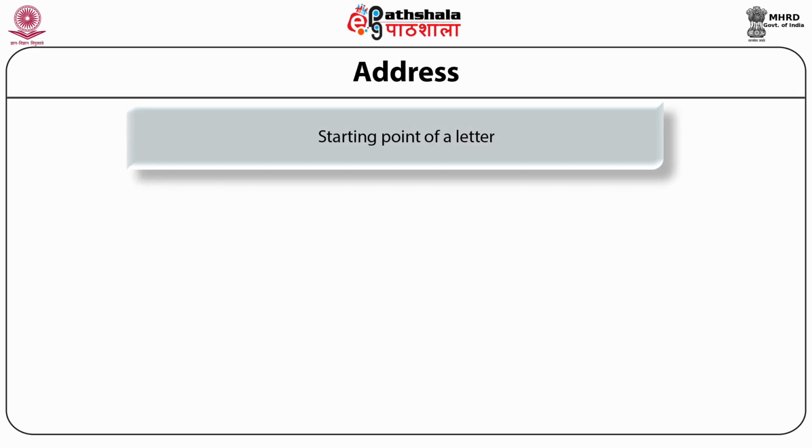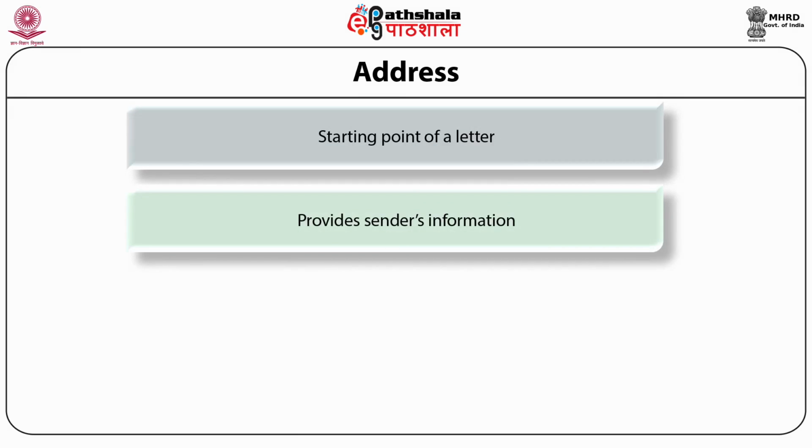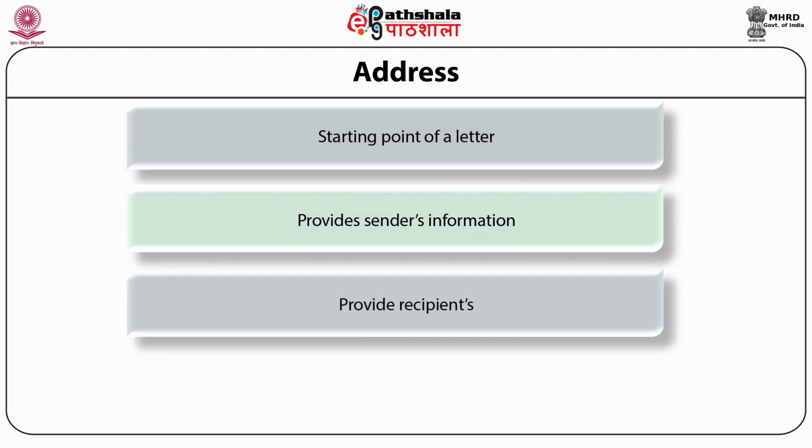Address is the starting point of a letter. It provides information about the sender of the letter, including name, designation, name of the organization, and place of the organization, along with PIN code. This address is followed by the details about the recipient of the letter, including name, designation, name of the organization, and place of the organization, along with PIN code.